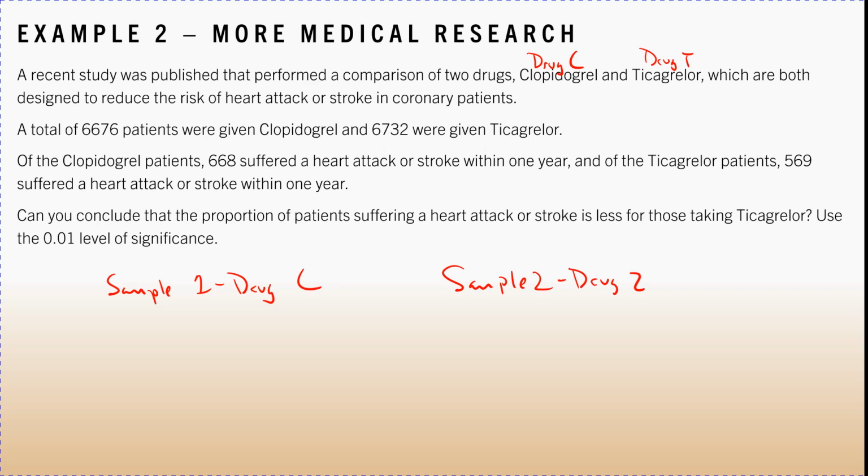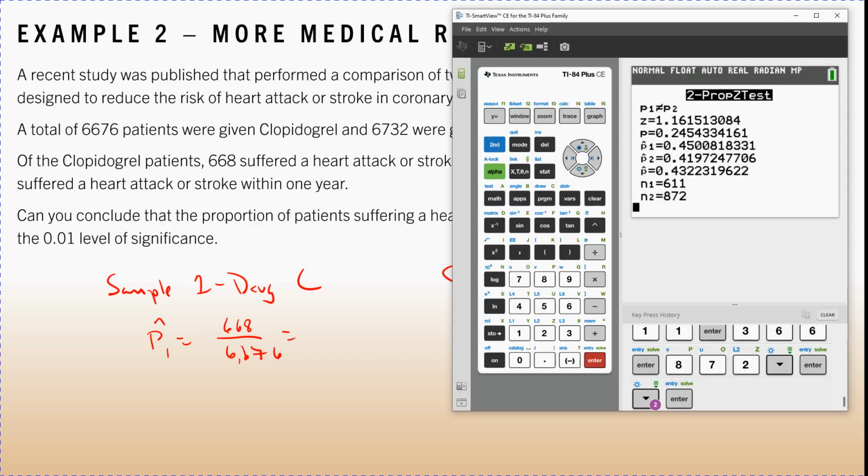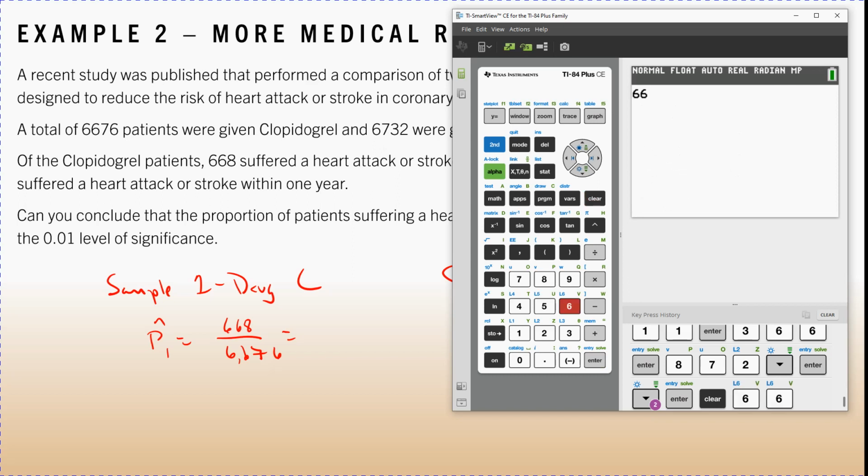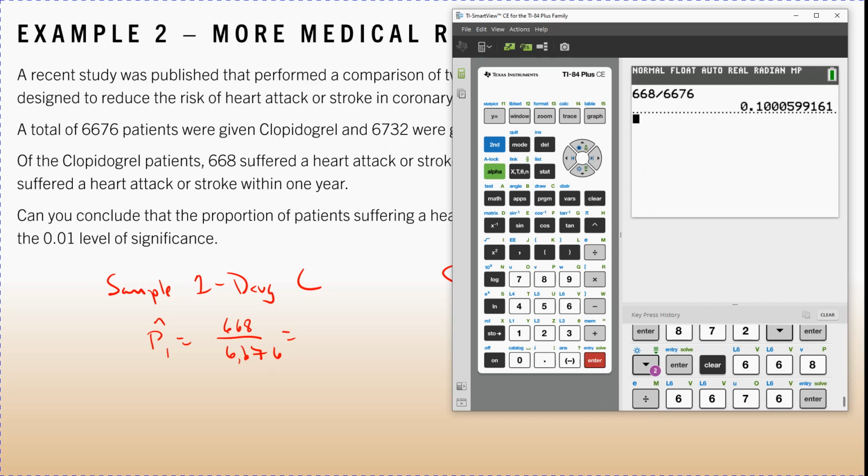All right, so p hat 1. There were 6,676 patients who took this drug. And of those patients taking drug C, 668 suffered a heart attack or stroke within 1 year. Okay. So it looks like this one was about 10%.